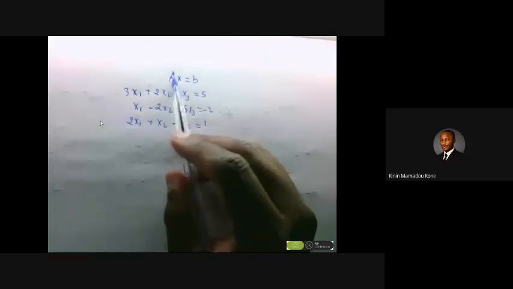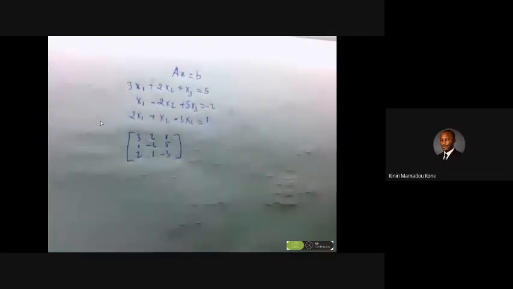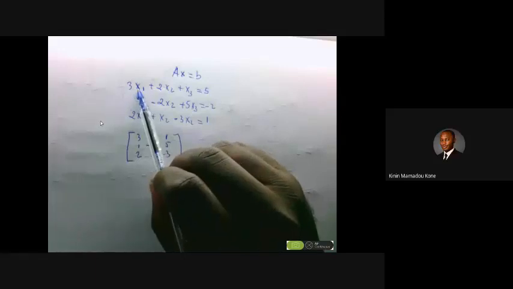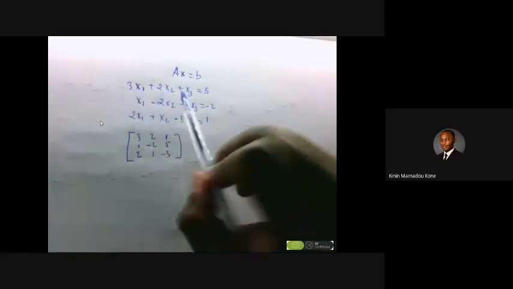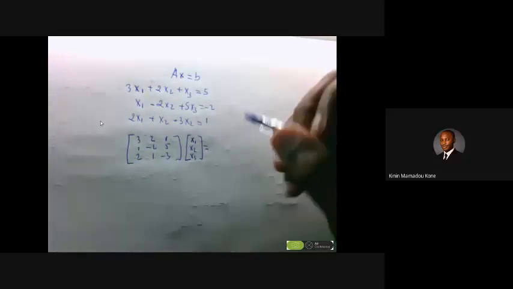So first, the A represents a coefficient matrix. So A is going to be the coefficients of all of these: 3, 2, 1, 1, negative 2, 5, 2, 1, negative 3. That's A. Now, X will represent the vector of solution. So the vector of solution will be the vector that has the values x1, x2, and x3. So that vector X is this one over here. And B is basically the right-hand side of our system.